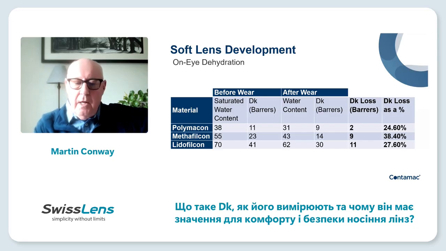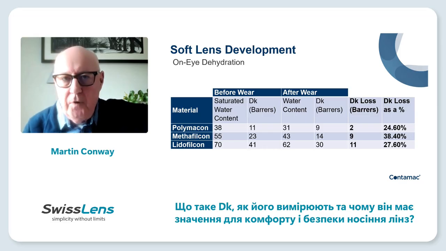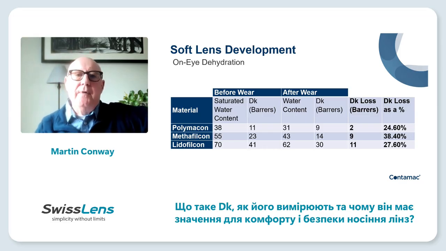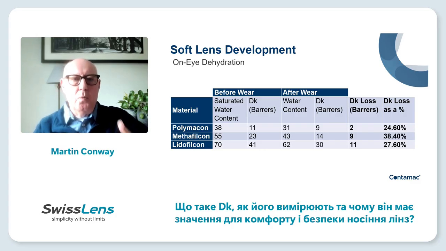So another problem with these earlier lens materials was the fact that although we measured the DK when they were fully hydrated, there was never as much water available to the lens on eye as there was when they were in the vial. So the lenses tend to lose water to the atmosphere quicker than it was being replaced from the tear fluid. And so you got an overall reduction in water content and hence DK.